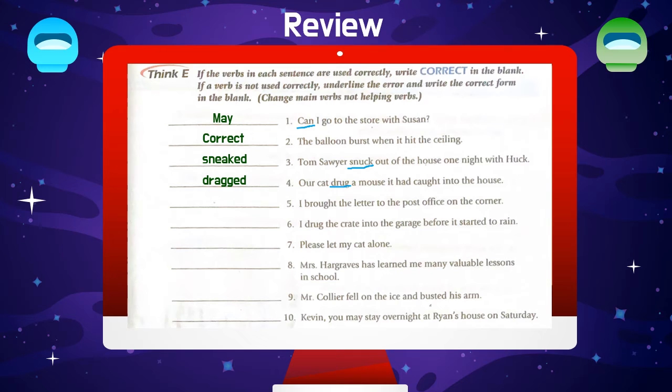Correct or incorrect for brought? Write your answer on the line. Let's see what you got. Took. Took would be correct. Why would took be correct instead of brought?